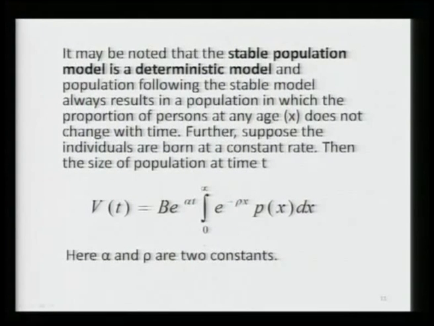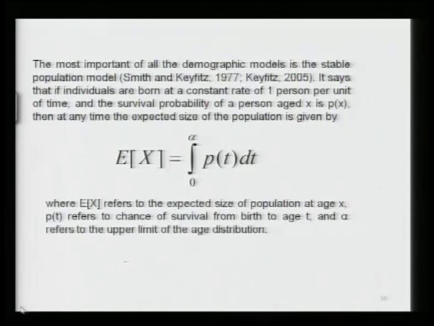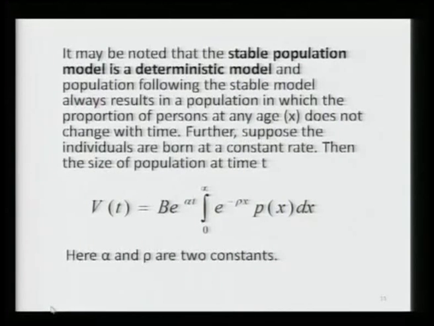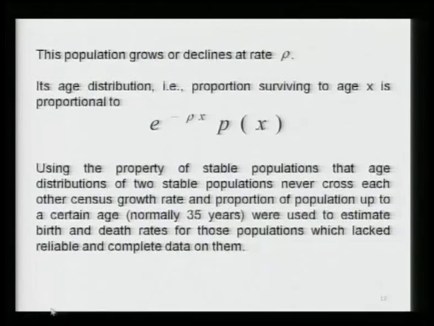In the earlier case, there was only one parameter. Here I wrote only one constant, say alpha, but now you have two things. You have alpha, you have rho, and it is written 0 to infinity. So, you have two constants, alpha and rho. These constants are called parameters of the model. This population grows or declines at rate rho. So, now you have a concept of growth rate of population also.